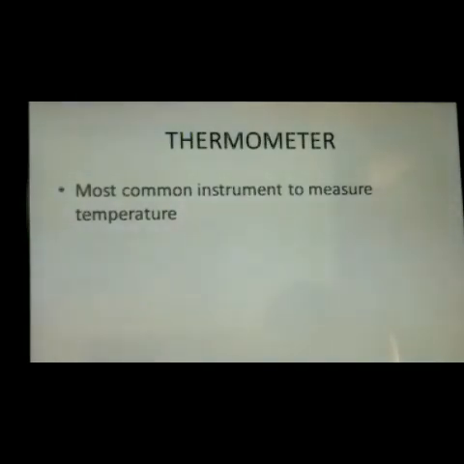Next topic is thermometer. I think you all have seen a thermometer. If you suffer from fever and go to visit any hospital, the temperature of your fever will be measured with the help of a thermometer only. So it is the common instrument which is used to measure temperature. There are various kinds of thermometers. Some of them are like glass tubes which look thin and are filled with some kinds of liquids.